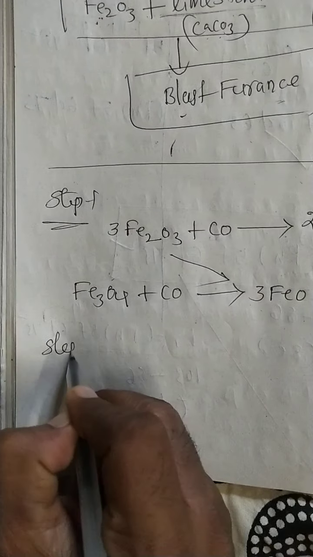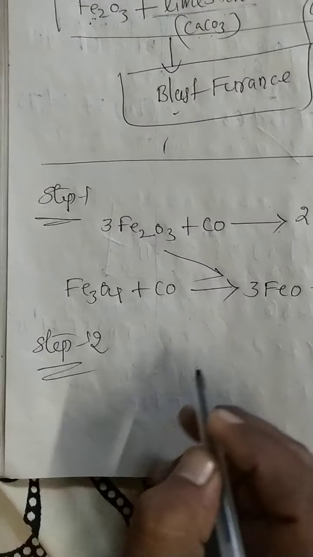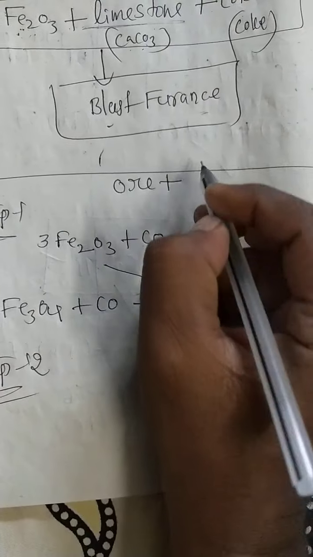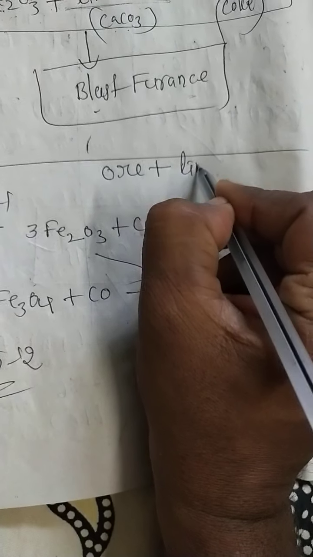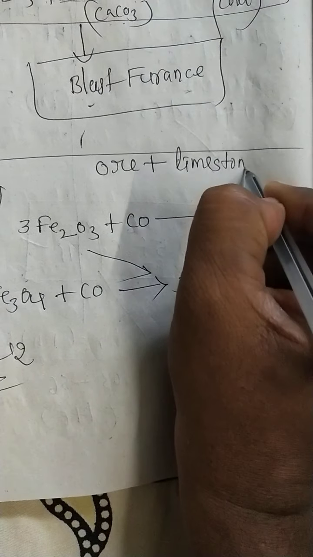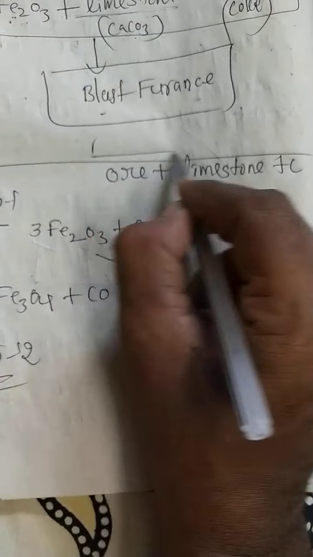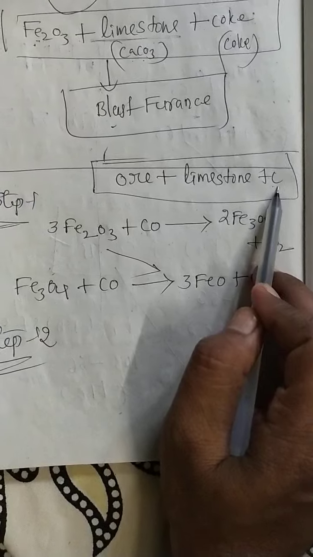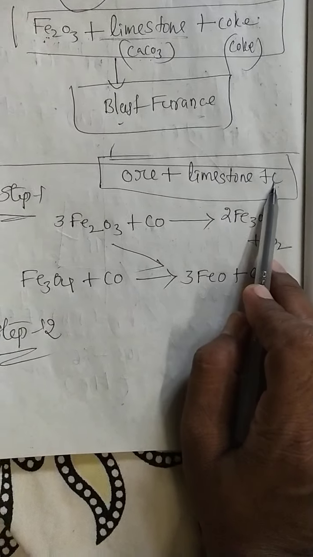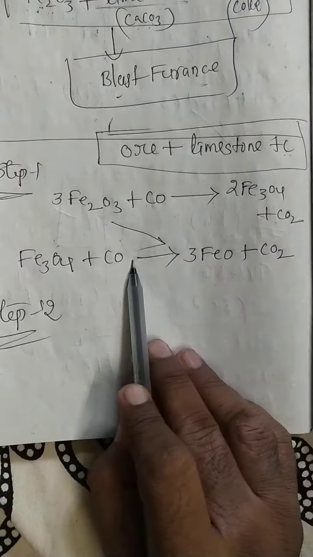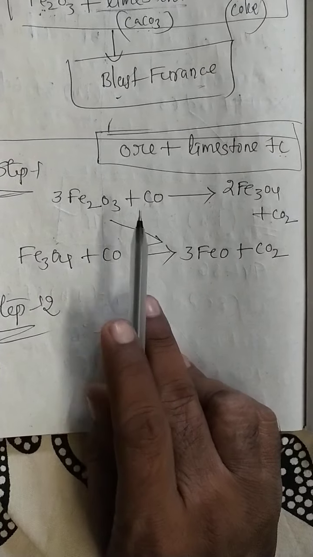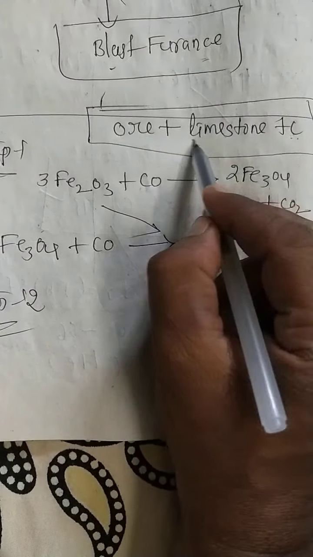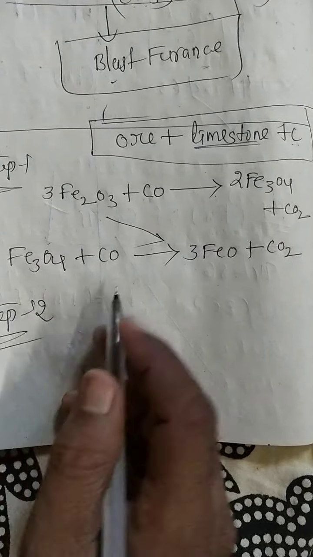In the second step, what combination is used first of all? Ore plus limestone plus carbon, coke. This is the combination of the mixture. So the coke's work is already done. What is the coke's work? This coke reacts with oxygen to remove the additional oxygen from the ore. And now the work that is going on right now is that of limestone. So what does limestone do here?